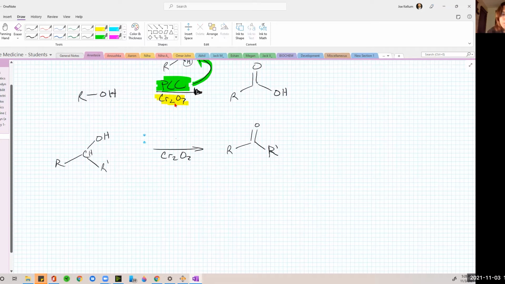I just know that the chromium stuff and the manganese and all that garbage is classified as strong oxidizing agents. As a general rule, this is one of those things you are going to have to memorize: the strong oxidizing agents will take the primary alcohols to the carboxylic acid, whereas the secondary alcohols will just go to the ketone, because you would otherwise have to break a carbon-carbon bond. So they're both going to get as oxidized as they can without breaking a carbon bond, basically.